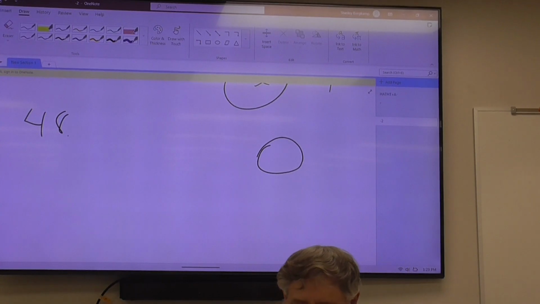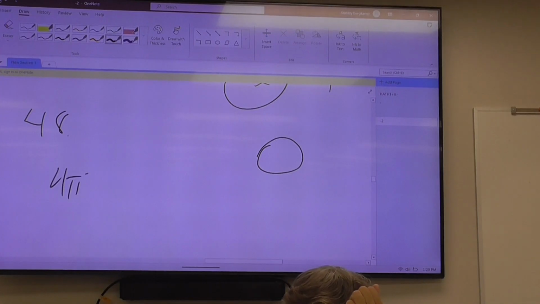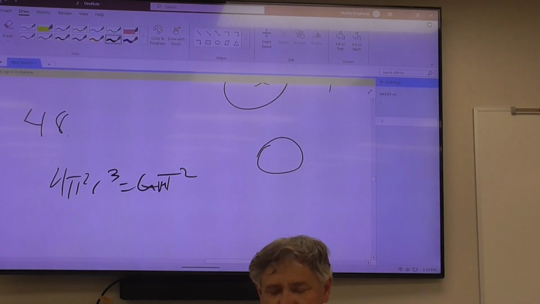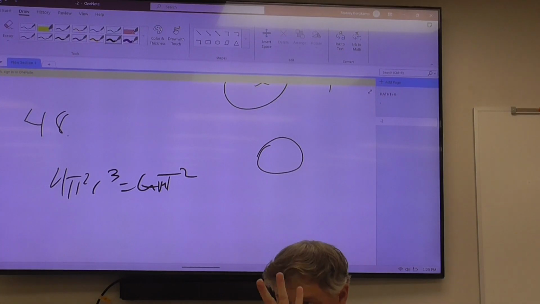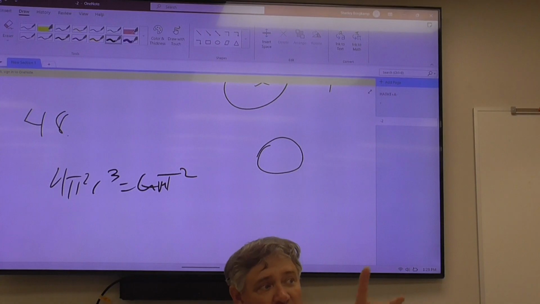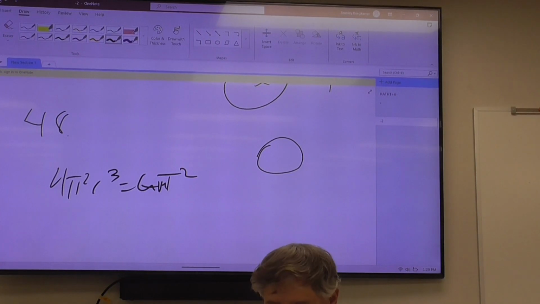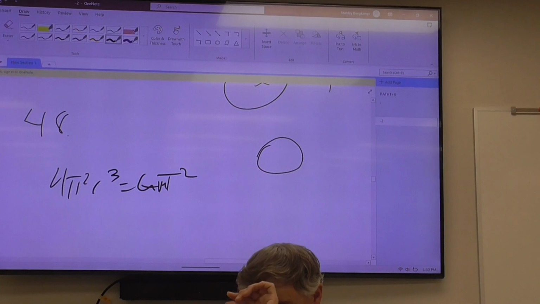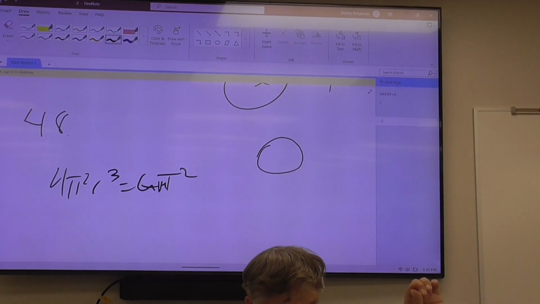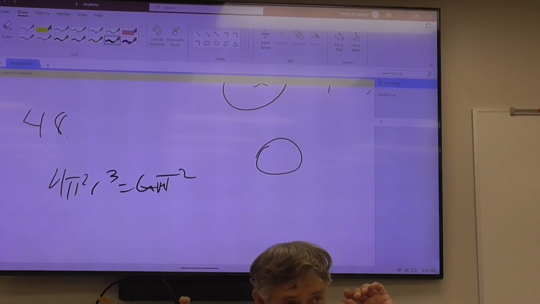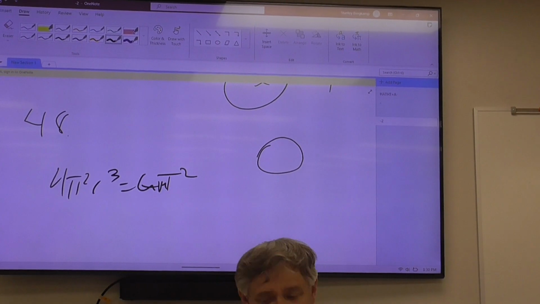So, on 48, here's what you need to start with. You need to start with the idea that you have 4 pi squared r cubed equals big G mass times t squared. Now, on the front of the test tomorrow, I'm going to give you the big 3 equations: this one, the one for little g, and the one for velocity, on the planetary side. So on the front of the test, that's where these equations are going to be. They're going to be in linear fashion. You have to be able to solve for a given variable.